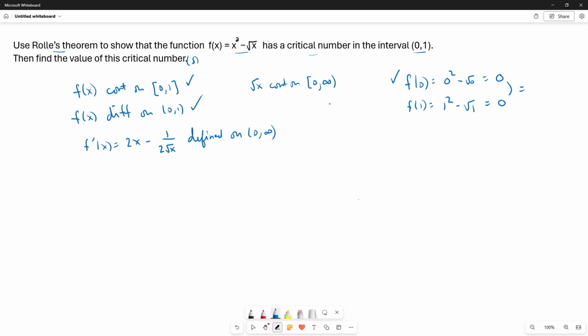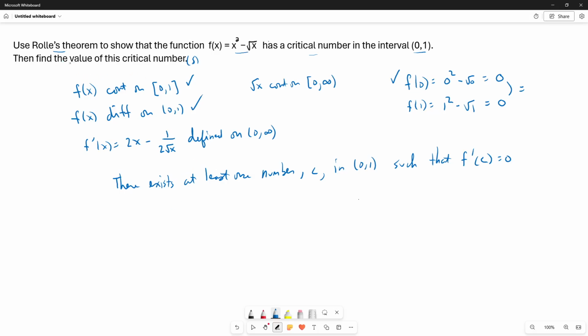All of the conditions of the theorem have been satisfied. All of the hypotheses have been satisfied, and so we can use the conclusion. And the conclusion says that there exists at least one number, usually referred to as C, in the given interval, the open interval 0 to 1, such that f prime of C is equal to 0.